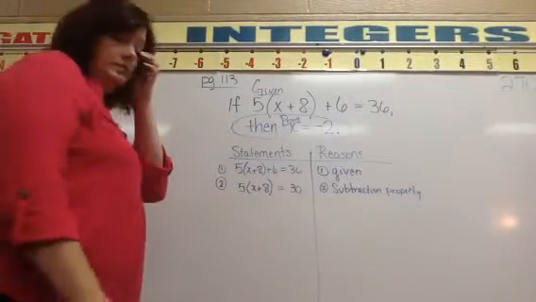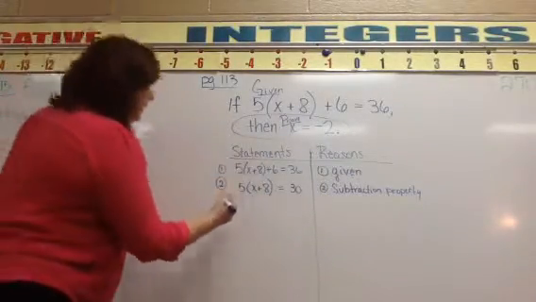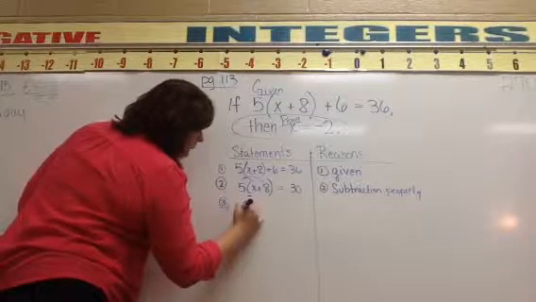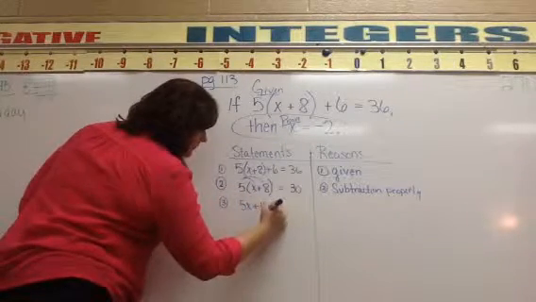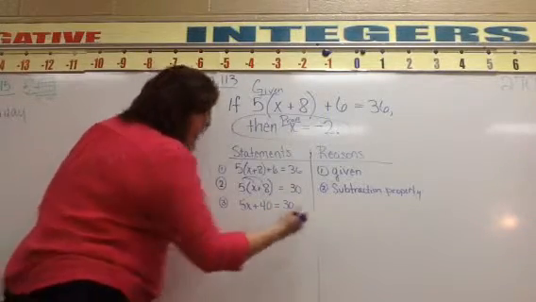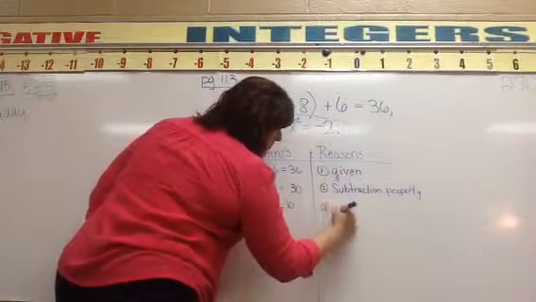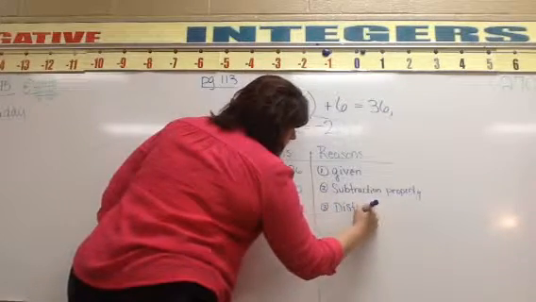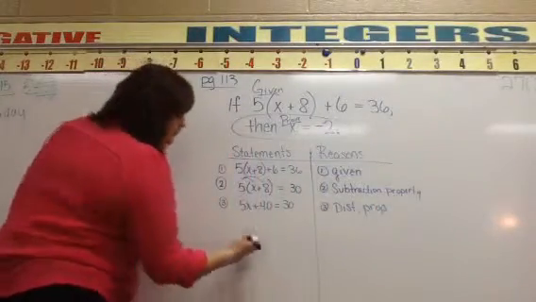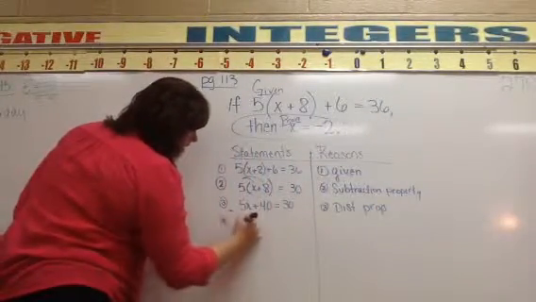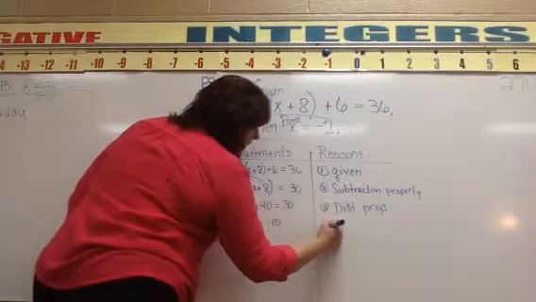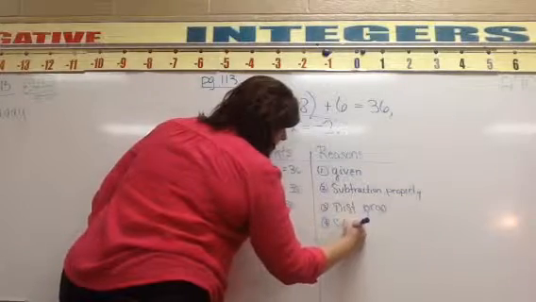Okay, once again, I've got some decisions to make. I'm probably going to distribute this 5 next. So my next step is going to be 5x plus 40 equals 30. But why did it happen? I used the distributive property. Okay, next I would subtract 40 from both sides. That's going to give me 5x equals -10. Once again, I've used the subtraction property.